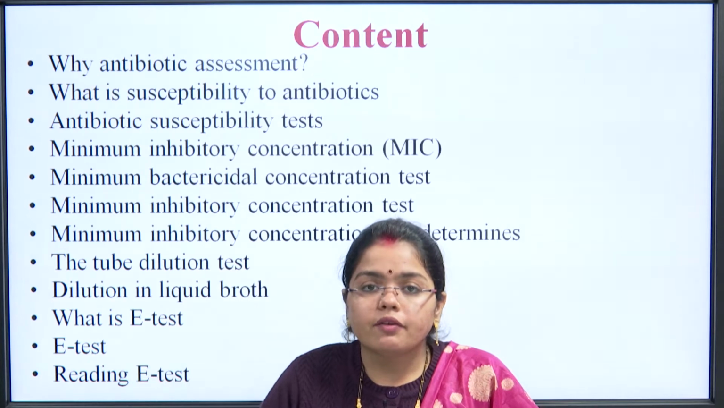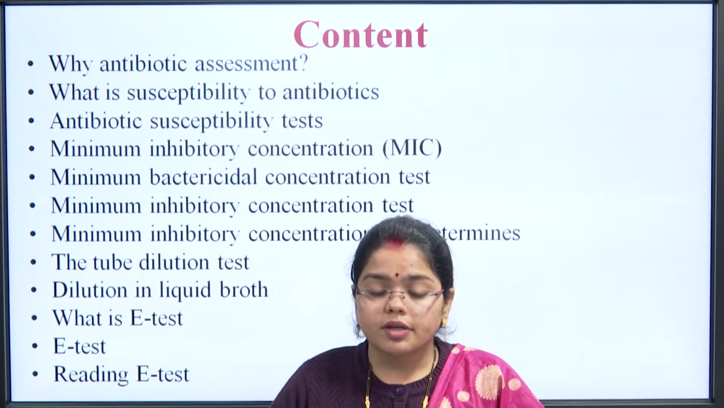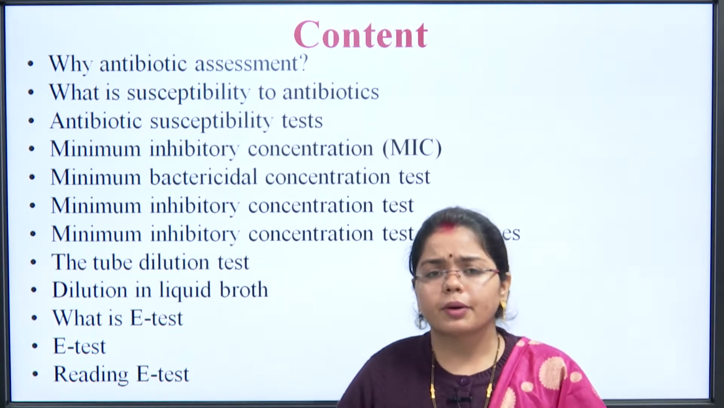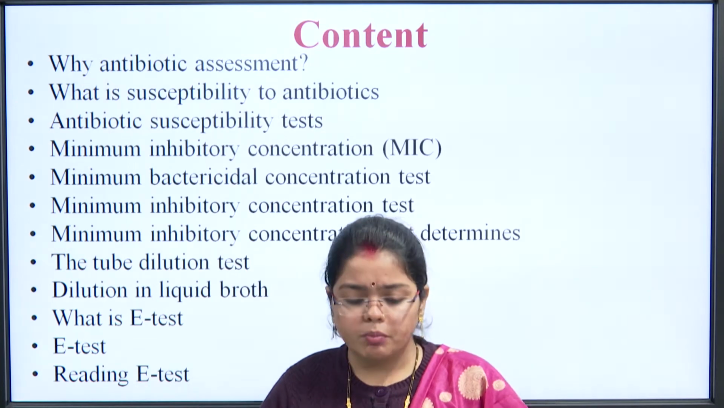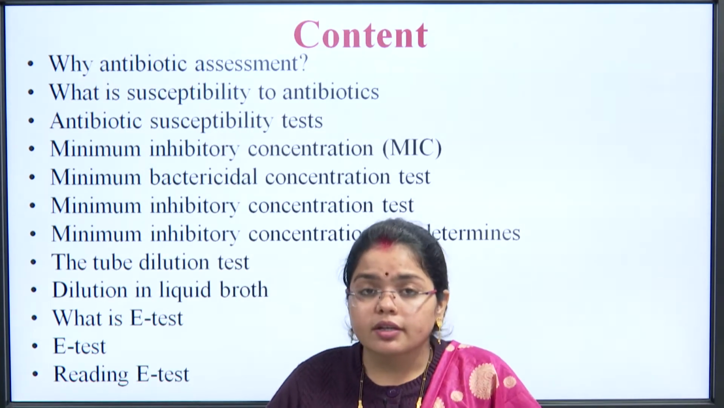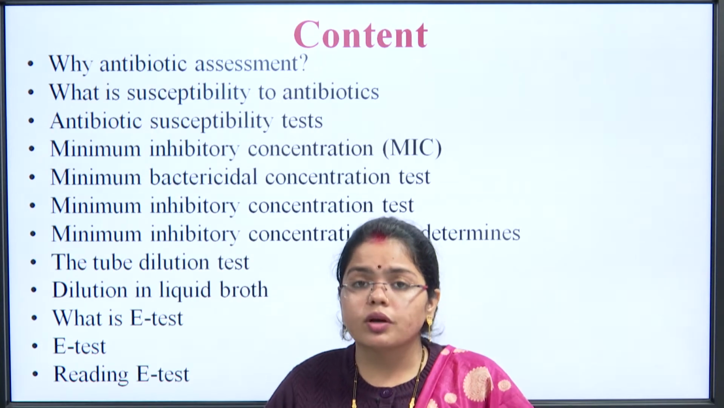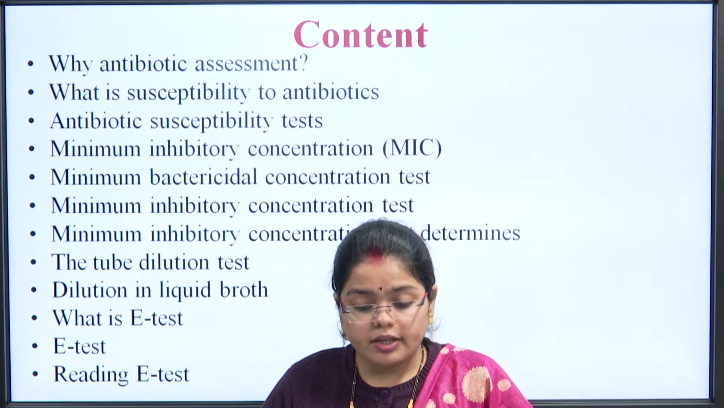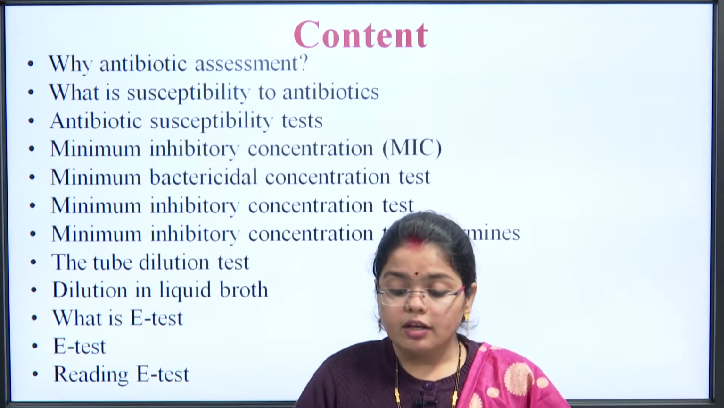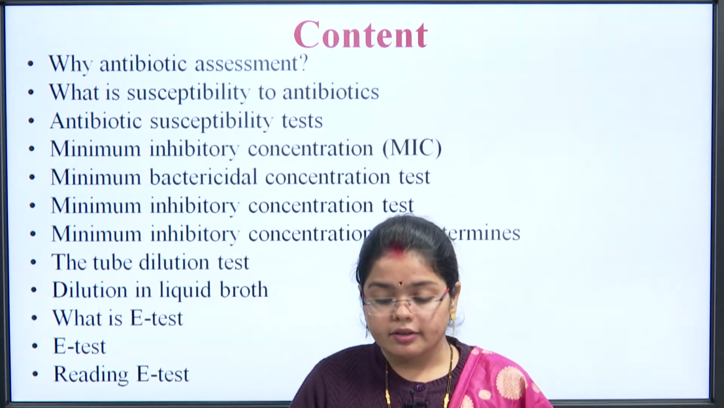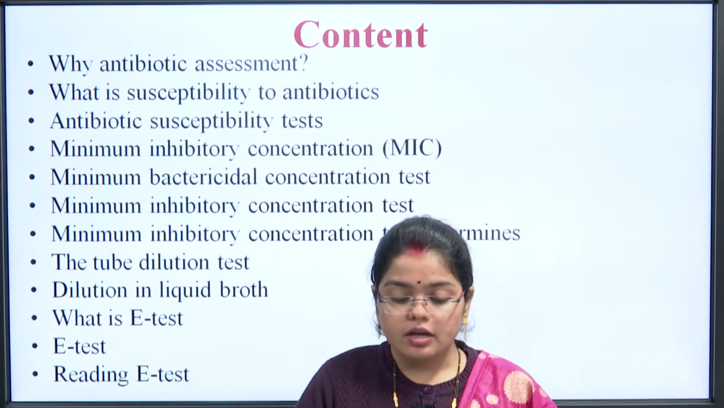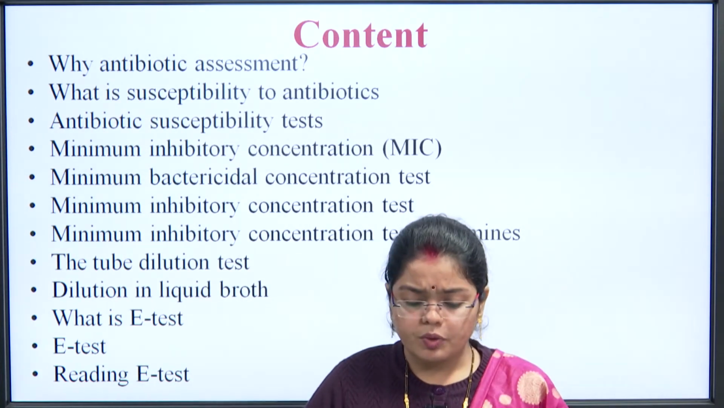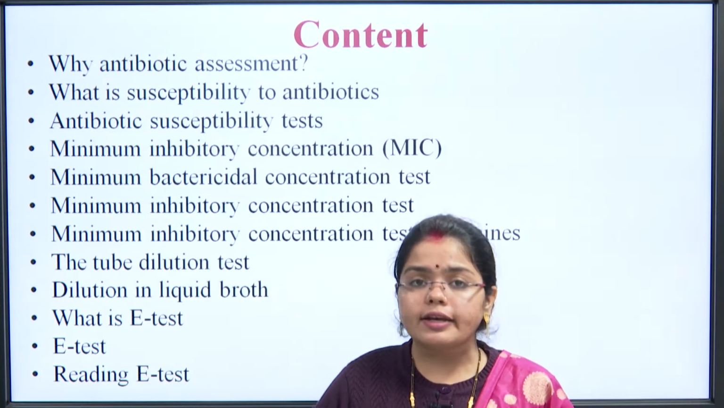This slide covers why antibiotic assessment has to be done, what susceptibility to antibiotics is, and what it means when we say a particular organism is susceptible to an antibiotic. Then the antibiotic susceptibility test and the tests for it: minimum inhibitory concentration, what the concept of MIC is, then the minimum bactericidal concentration test, then the tube dilution test, which is dilution in liquid broth, and what the E-test is, why it is done, and how we read its results or outcomes.